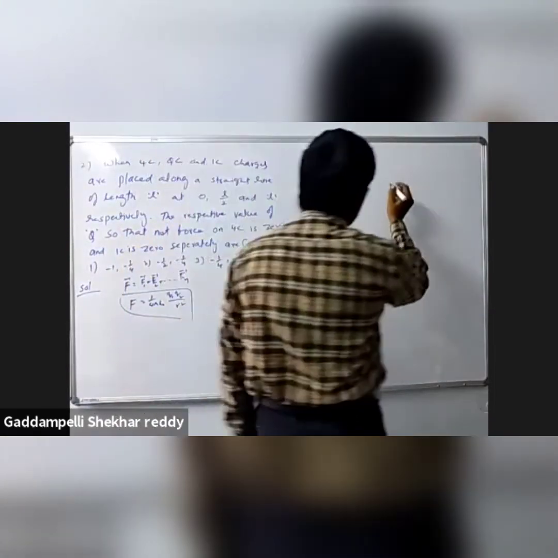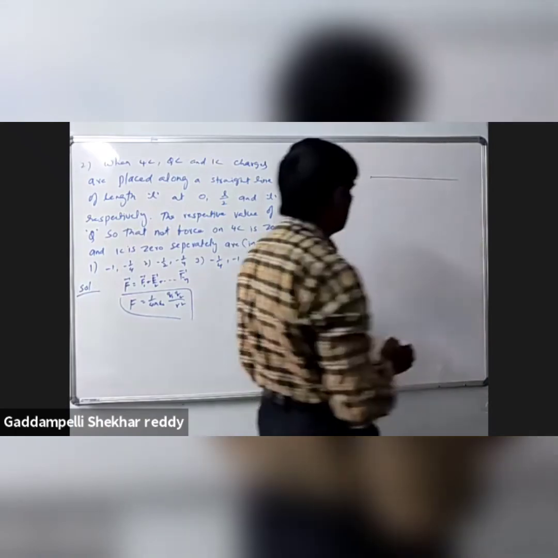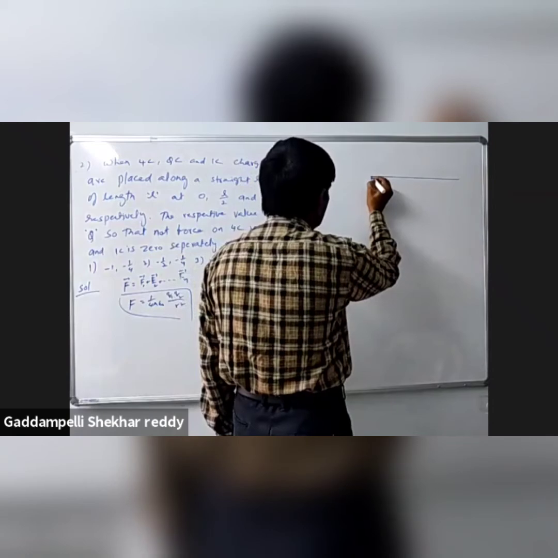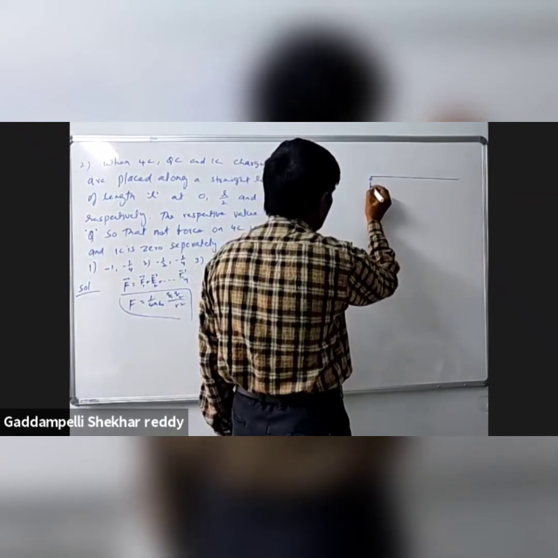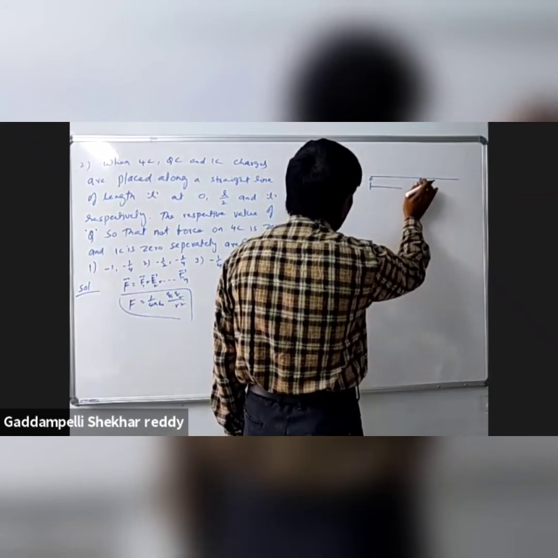Now the given condition: a straight line of length L is given. So this point is taken as origin O, and up to this point is L by 2, and up to here L by 2.